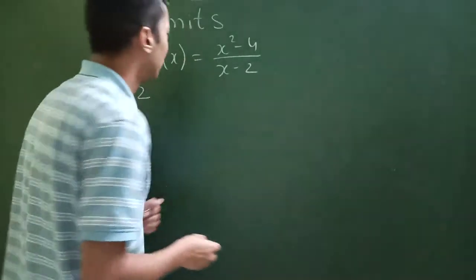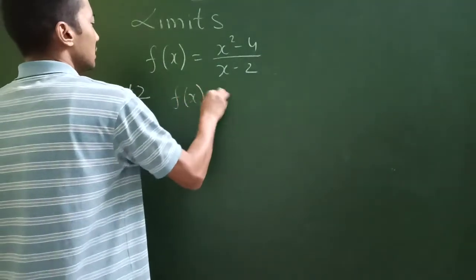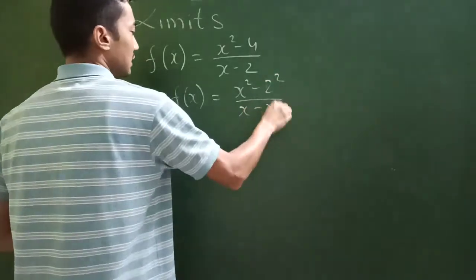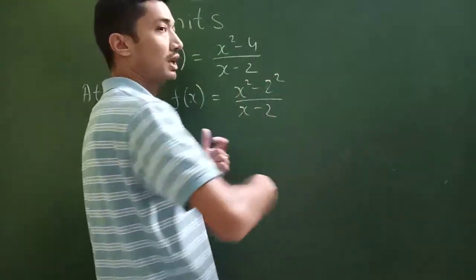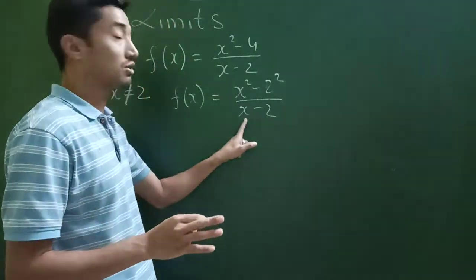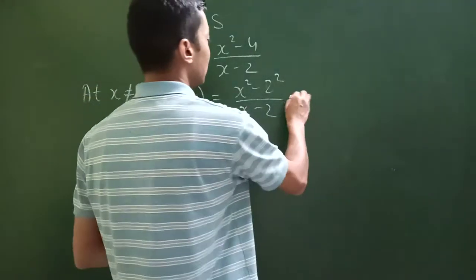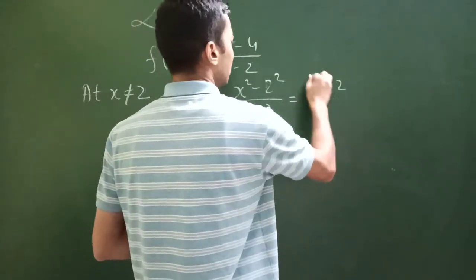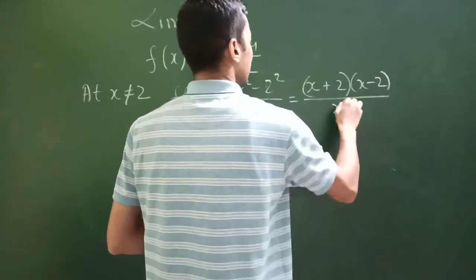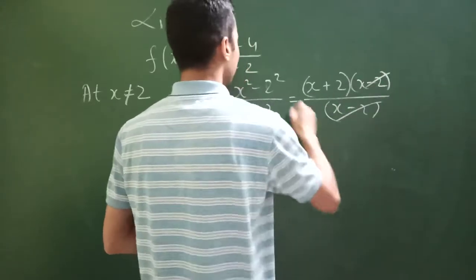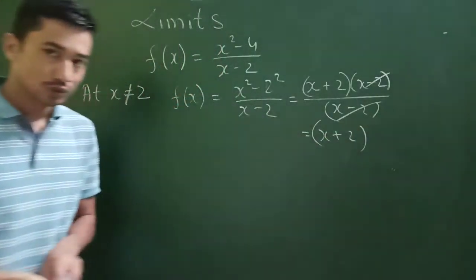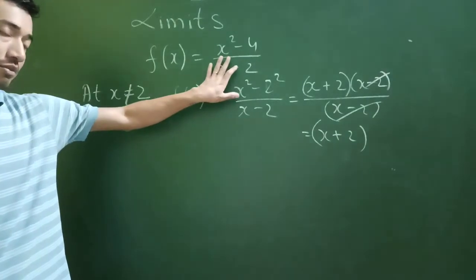So maybe we'll just simplify this function a little bit more. So a squared minus b squared, x squared minus 4 can be written as x squared minus 2 squared, the same function. Okay, we want to find out what happens when x is not equal to 2. Because if x is equal to 2, it is not defined, we cannot solve this function. So what happens if x is not equal to 2? So x plus 2 times x minus 2, a squared minus b squared, over x minus 2, so we cancel. So this function, what we have is x plus 2.